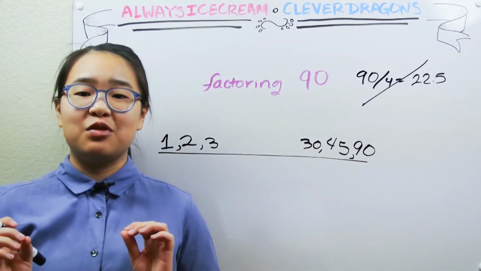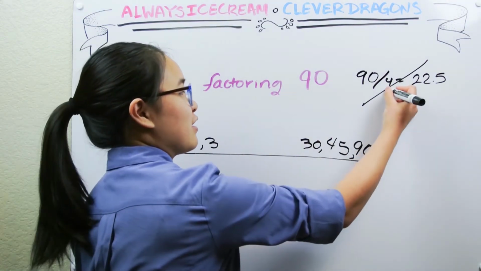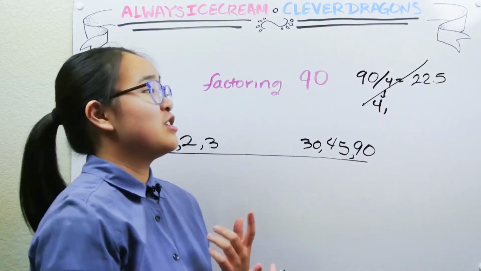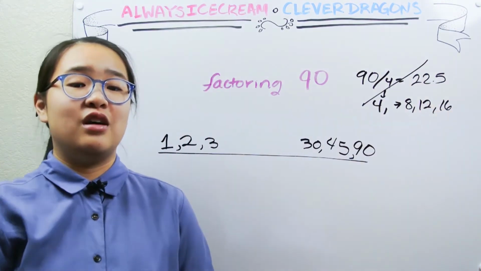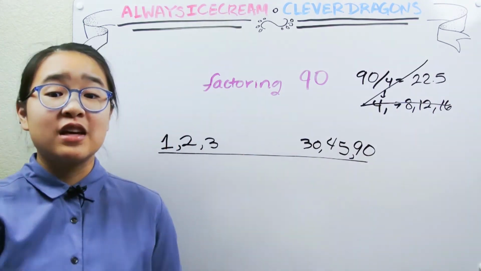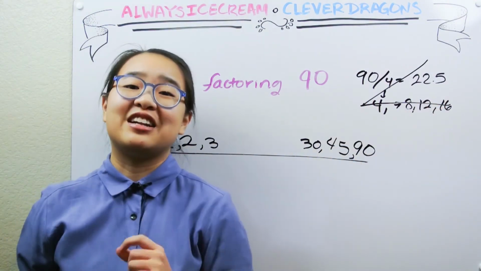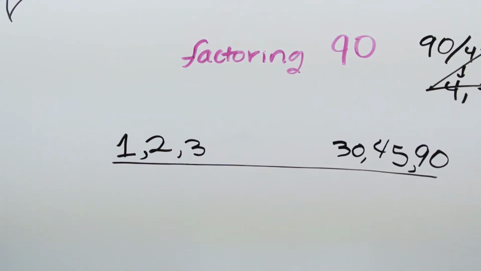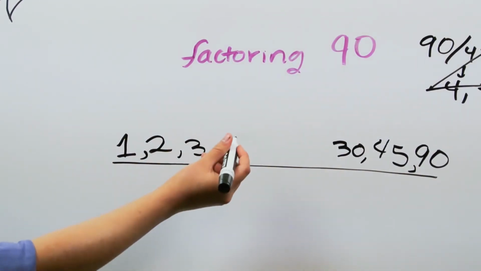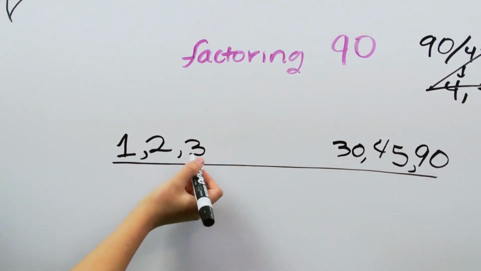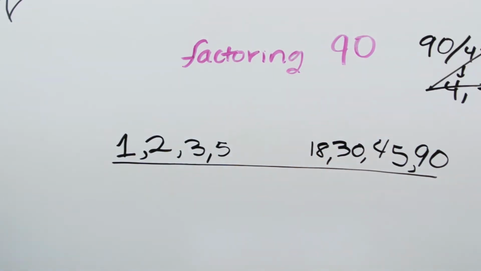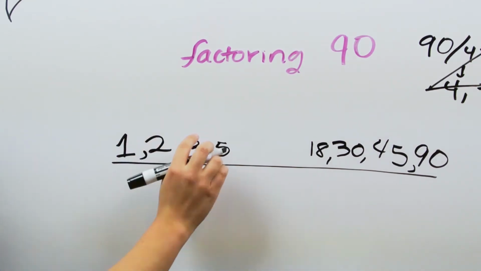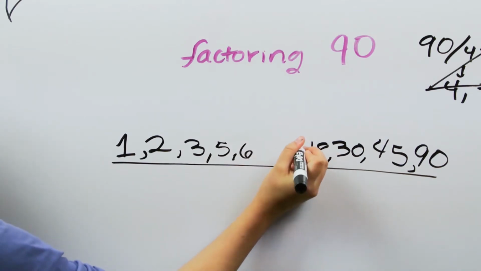With this, we've gained a lot of really important information. If 4 is not a factor, then we know that multiples of 4, such as 8, 12, and 16 are also not factors of 90 either. So keep this in mind and you won't have to check these numbers later on. Then comes 5. 90 divided by 5 is equal to 18, so our new list of factors is this: 1, 2, 3, 5, and 18. And 90 can also be divided by 6, resulting in 15, so that gives us 1, 2, 3, 5, 6, and 15.